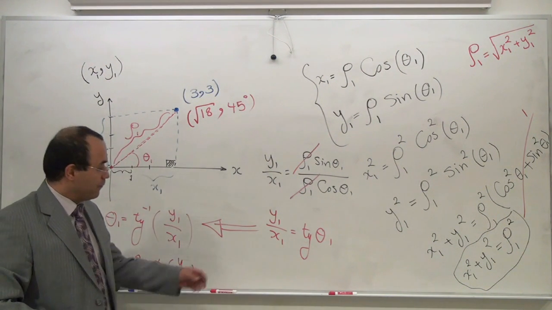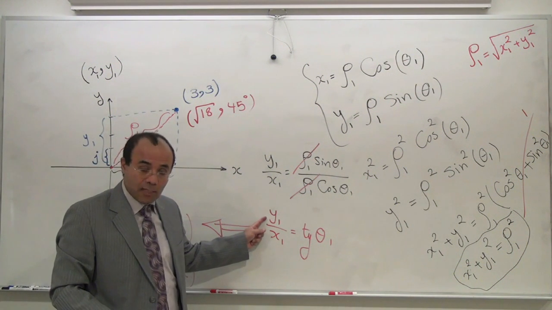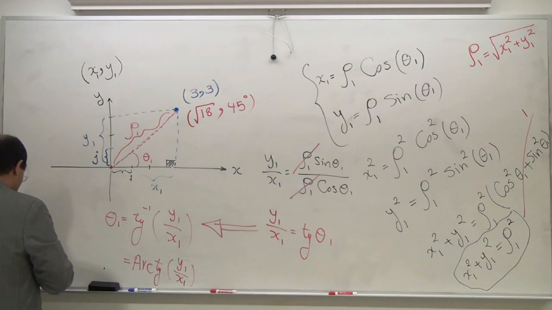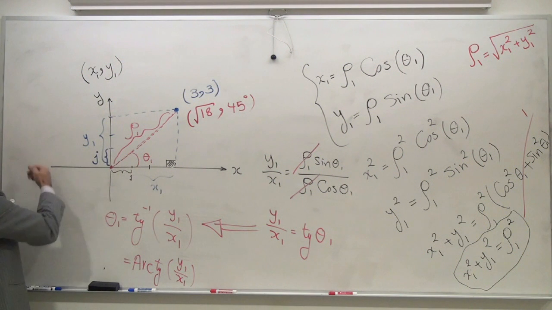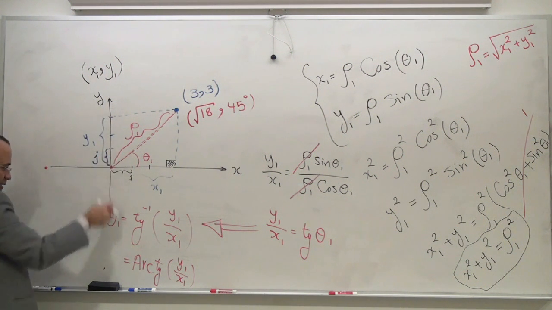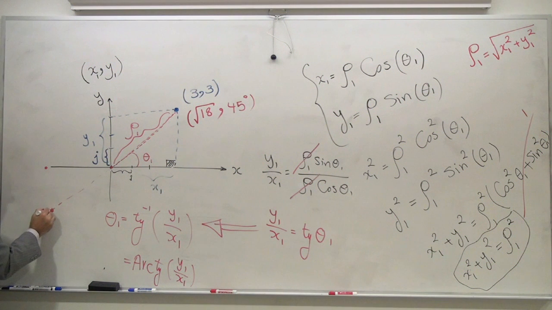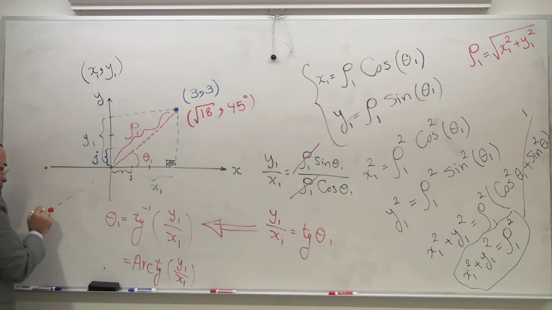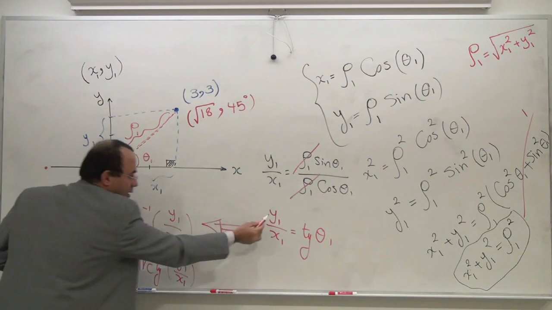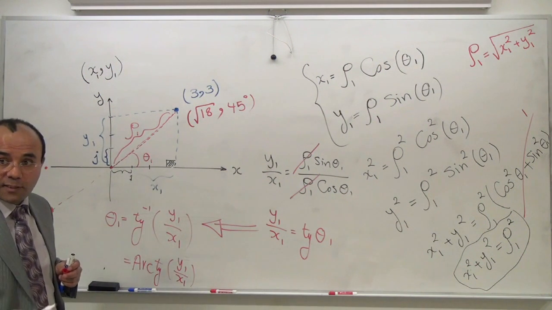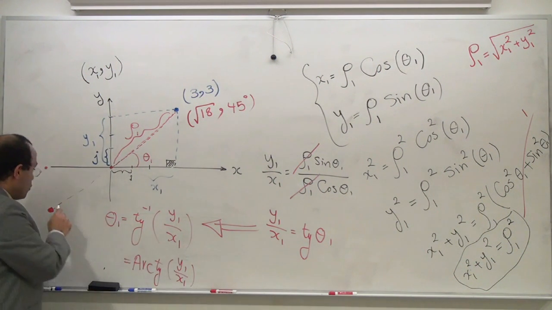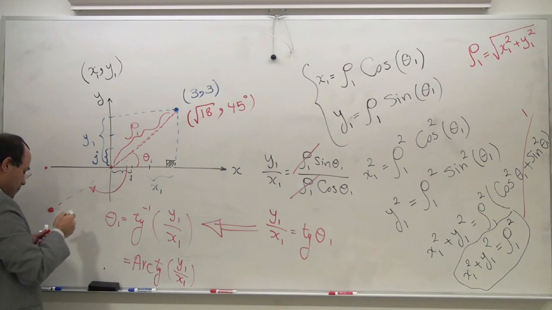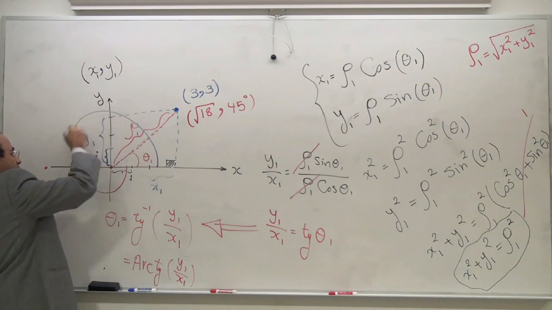Let me give you another example. If y1 is minus 3 and x1 is minus 3, what happens? Instead of plus 3 it's minus 3 this way, and instead of plus 3 it's minus 3 this way, so your point is actually going to be here. You can see the line exactly continues, but the point is here. You gave me minus 1 divided by minus 1, and you gave me 45 degrees. That's not correct. You need to give me the right angle. The right angle is either this one, or this one.